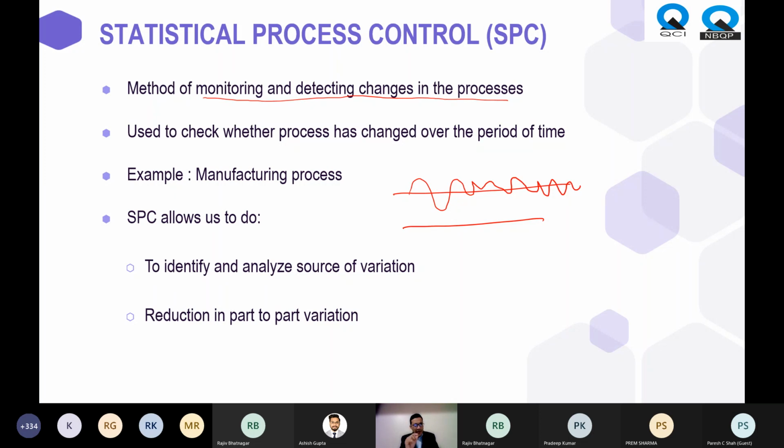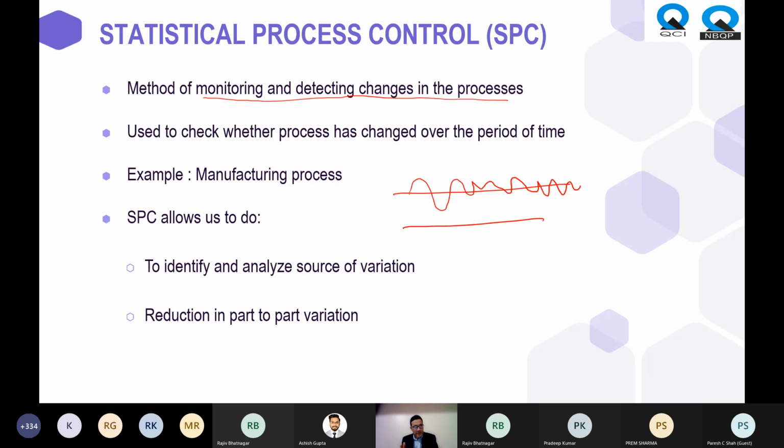That's about SPC. So it's used to check whether the process has changed over a period of time, so that we know over a period of time whether my process is going to have that drift, that stability part and all those things. So I'm checking as of now whether this process is within my control or not.